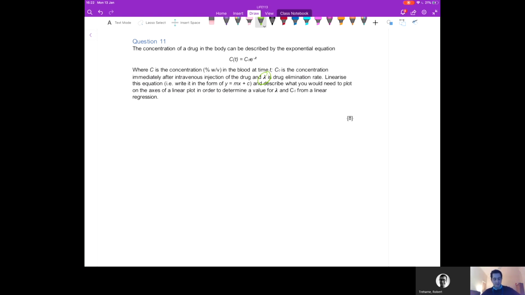Linearize this equation. In other words, write it in the form y equals mx plus c and describe what you would need to plot on the axis of a linear plot in order to determine a value of lambda and C naught from a linear regression.